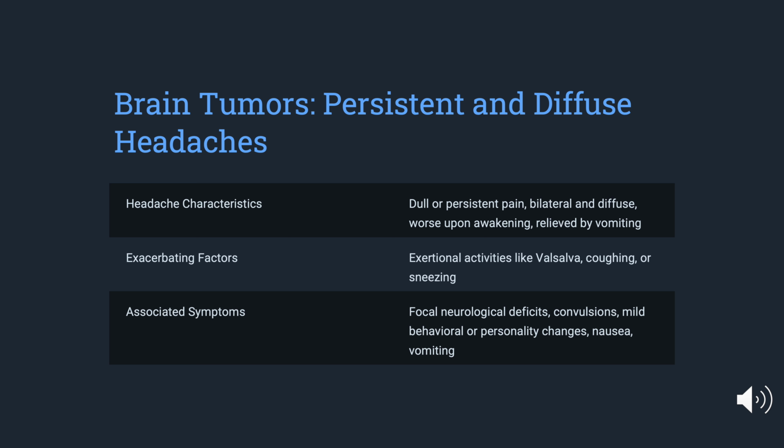In addition to headaches, brain tumors may be associated with various neurological symptoms. These can include focal neurological deficits, convulsions, mild behavioral or personality changes, as well as nausea and vomiting, reflecting the multifaceted impact of these tumors on brain function and overall well-being.